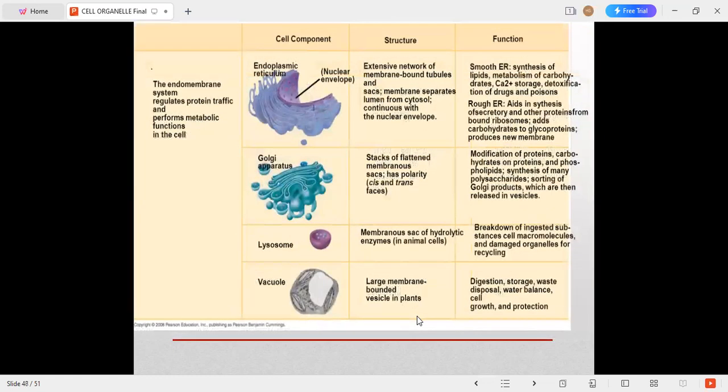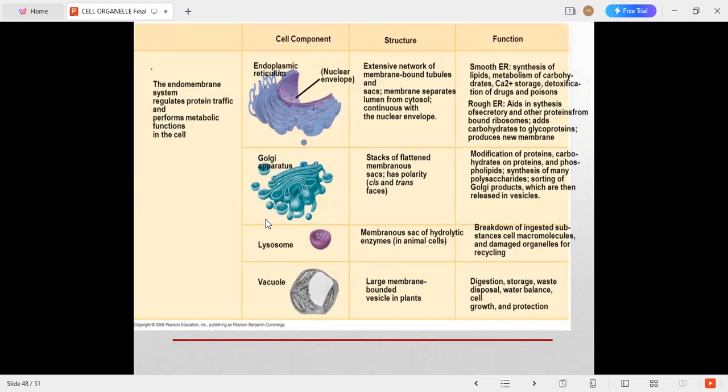The next organelle is the endoplasmic reticulum. The endoplasmic reticulum is an extensive network of membrane-bound tubules and sacs. The membrane separates the lumen from the cytosol and is continuous with the nuclear envelope. Smooth endoplasmic reticulum is responsible for the synthesis of lipids, metabolism of carbohydrates, calcium storage, and detoxification of drugs and poisons. However, rough endoplasmic reticulum helps in the synthesis of secretory and other proteins from bound ribosomes, helps attach carbohydrates to make glycoproteins, and produces new membranes.